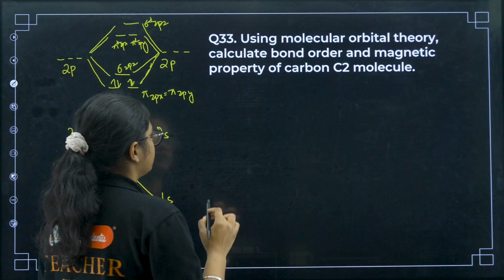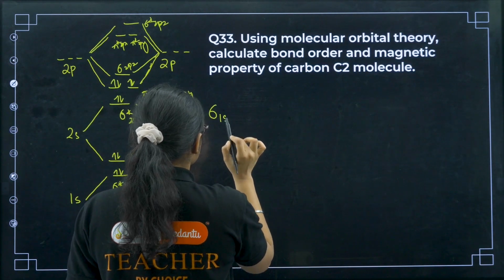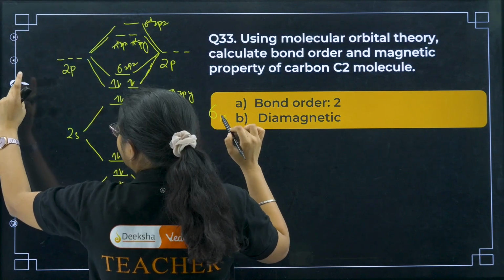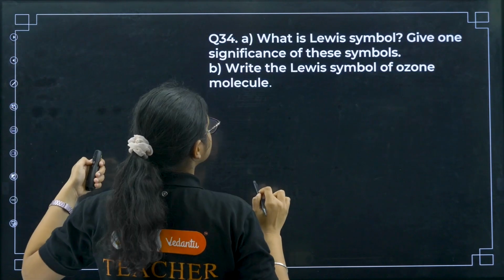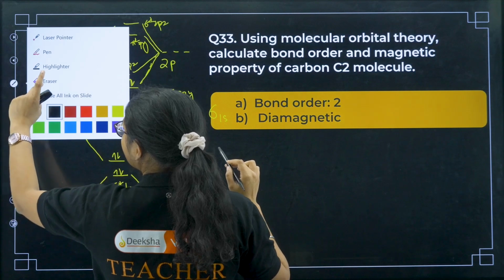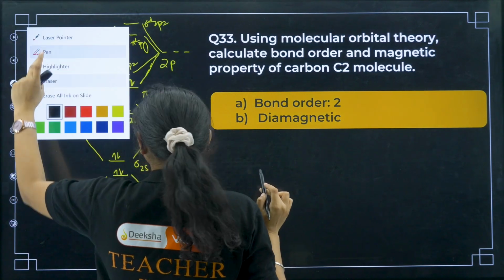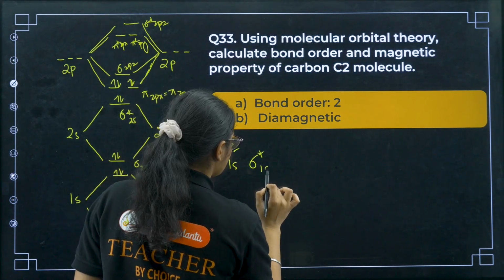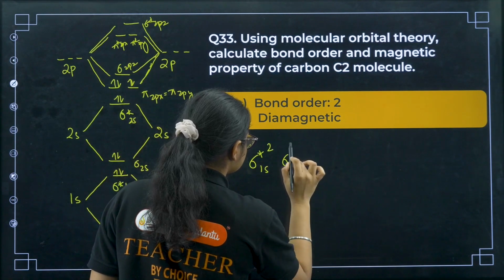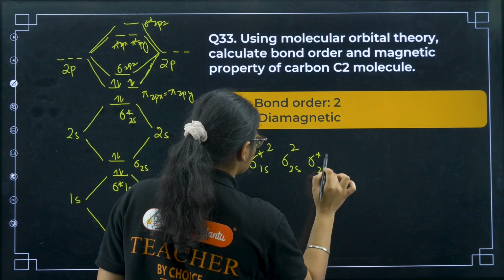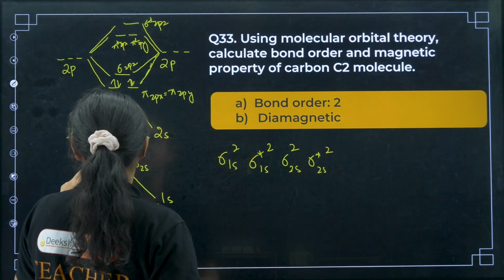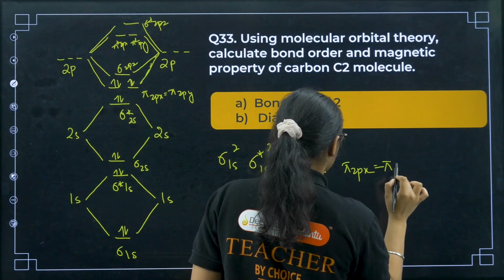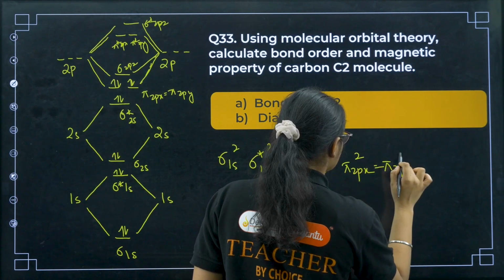So what is the electronic configuration I am getting? I'll write below it. So what's the electronic configuration? Sigma 1s 2, sigma star 1s 2, sigma 2s 2, sigma star 2s 2. Next I have pi 2px 4, I can write pi 2px equal to pi 2py, 2, 2.